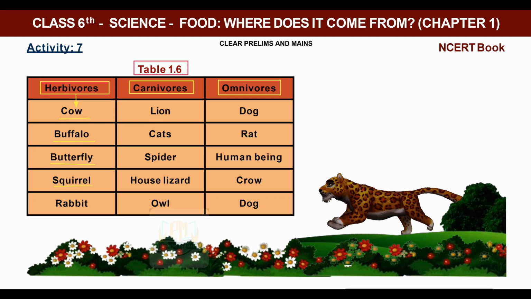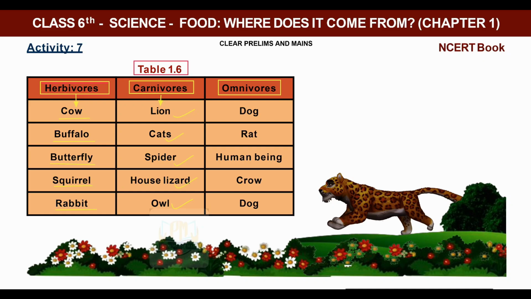Squirrels are herbivores, rabbits are herbivores. Under the carnivores, the important ones are lion, cats, spider. Sometimes cats you can put into the omnivores also because they take milk and other things. But according to this book, you have to take it as a carnivore because it eats small animals, small rats, small mice. The house lizard also eats insects. The owl also eats meat. So these are carnivores in the table.